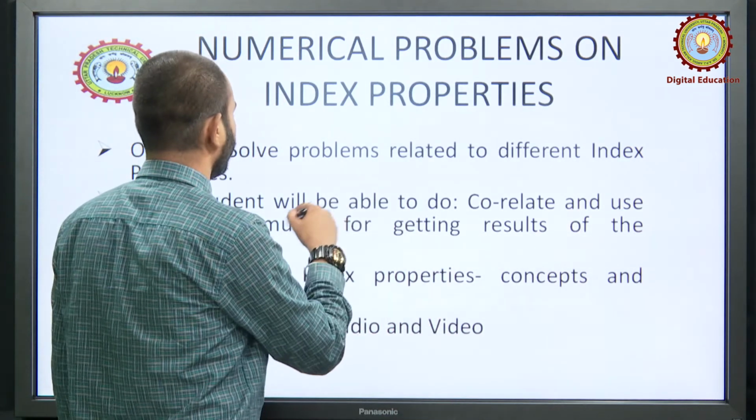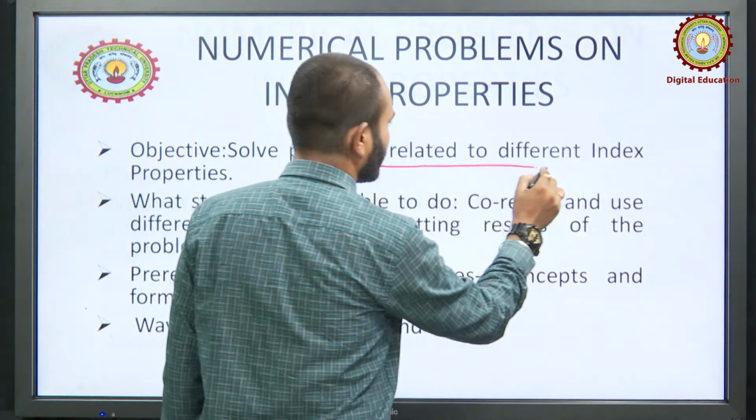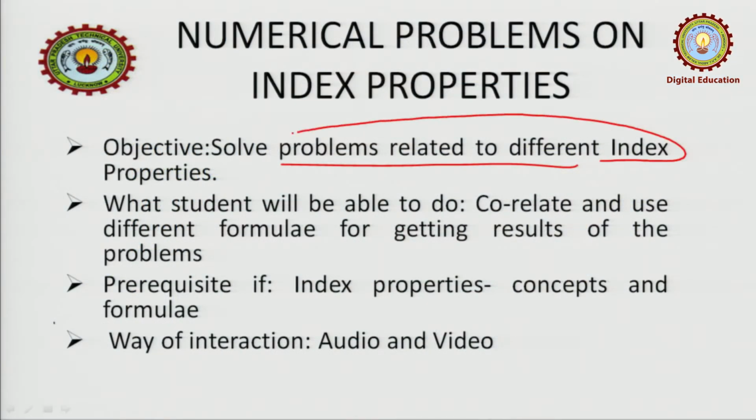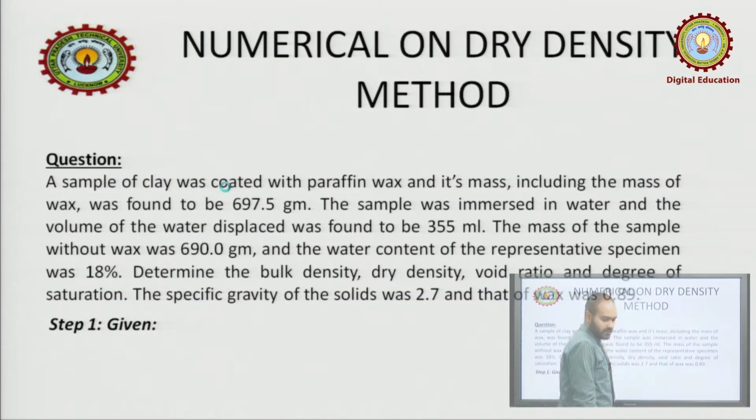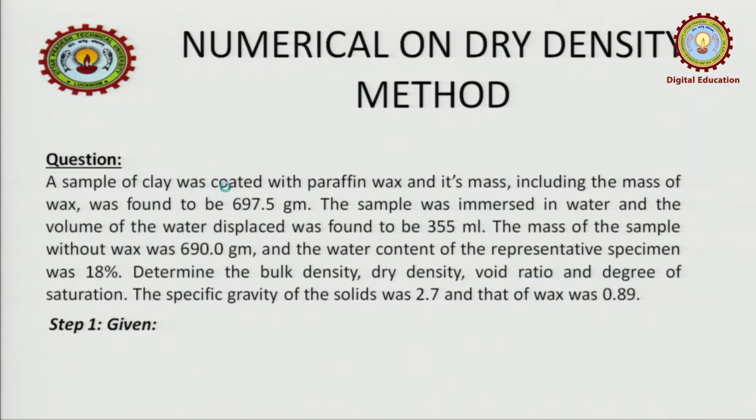So first of all, just solve the problem. The main objective this time is solving the problems based on the index properties. Okay, so let us move forward. The first index property we will be using here will be dry density. Okay, this is based on the dry density. What is the question? Let us see.